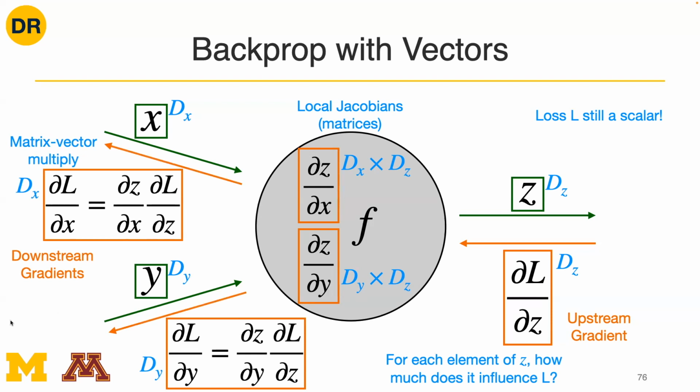So the upstream gradient along this x branch is of dimension d sub x, and the downstream gradient along the y branch is of dimension d sub y, which was the same as the input vector y. So all of the other discussion that we had on backpropagation extends naturally now to this case of vectors. As long as we treat this as a matrix vector multiplication for calculating the downstream gradients, all of the other discussion still applies.